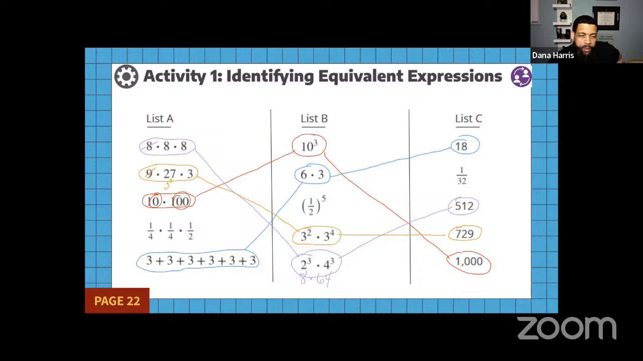Last but not least, we're left with 1/4 times 1/4 times 1/2. It's going to naturally match with this one because this is the only one left. But you might say, how do we get 1/2 to the second power? Well, 4 is the same thing as 2 to the second power. So what we technically have is 1 over 2 to the second power times 1 over 2 to the second power times 1 over 2.